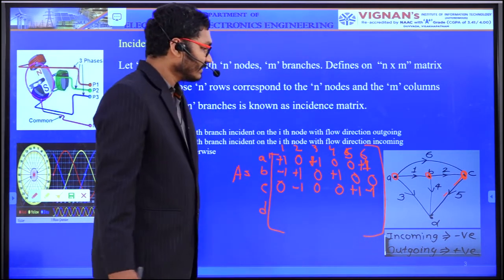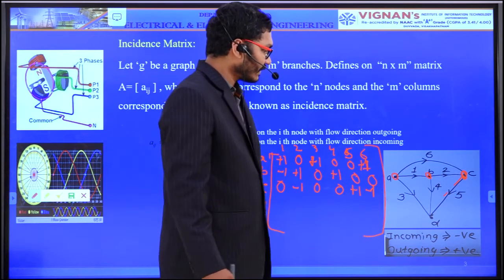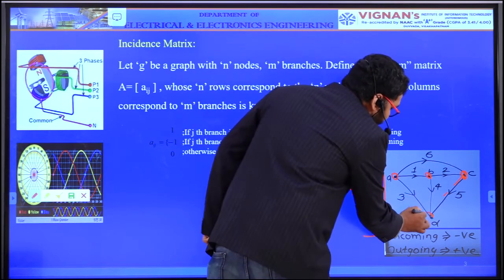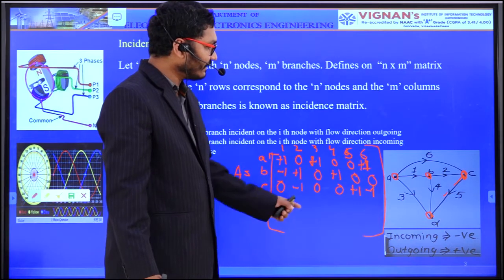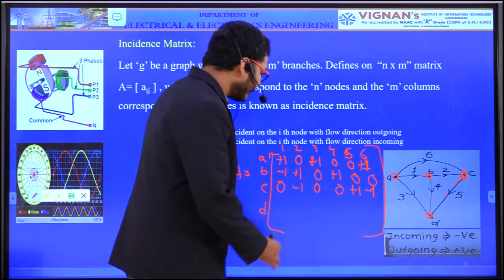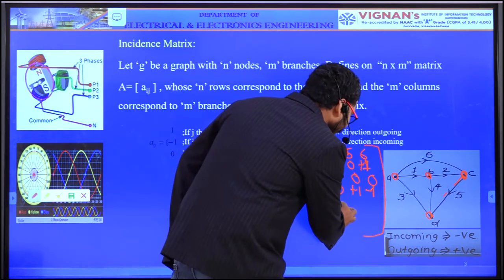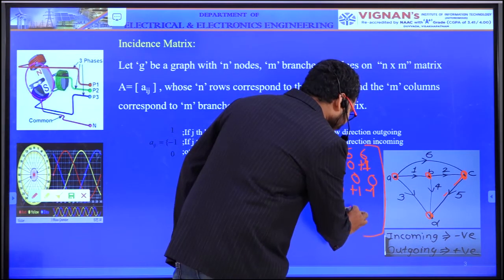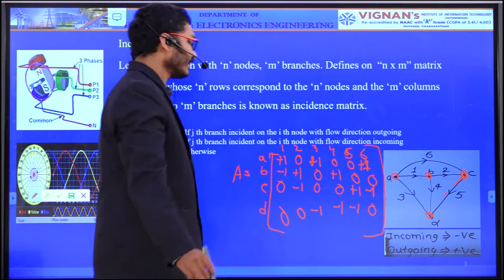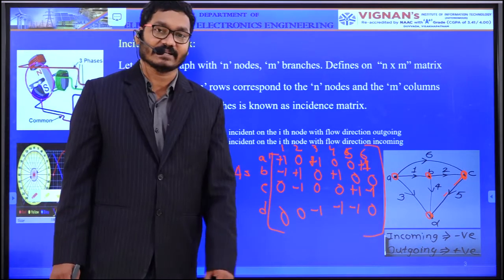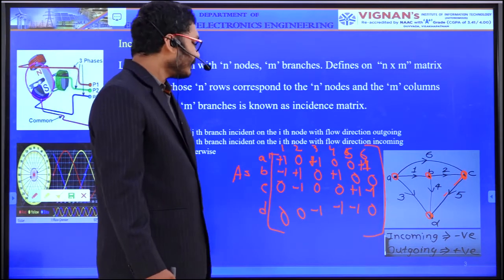Okay, next one is the dth node. Here, 3 4 5, so for the dth node, which are coincident? 3 is incoming, -1. 4 is also incoming, -1. 5 is also incoming, -1. The remaining are not coincident, that's why we are taking them as zeros. It means this is the incident matrix, the complete incident matrix.